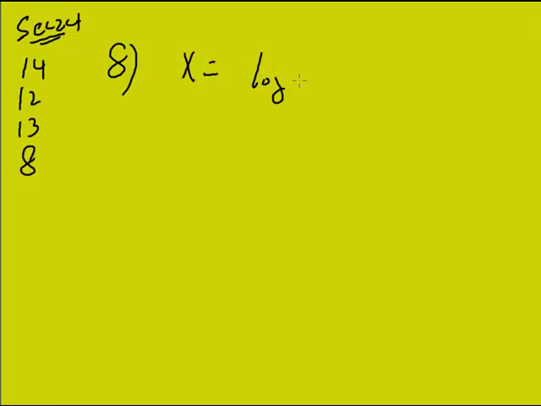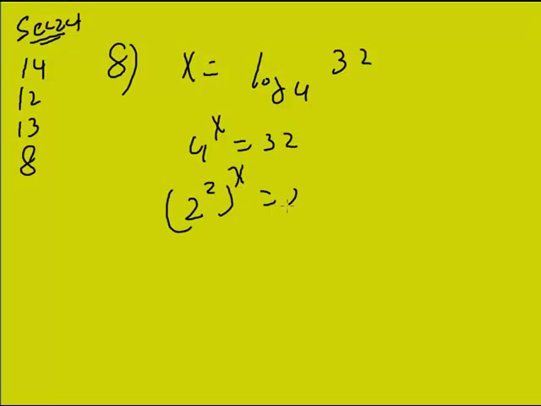This is x is equal to log base 4 of 32. What that means is 4 to the power of x is equal to 32. What that means is 2 squared to the x is equal to 2 to the fifth. What that means is 2 to the 2x is equal to 2 to the fifth. What that means is 2x is equal to 5. It means x is equal to 5 over 2.